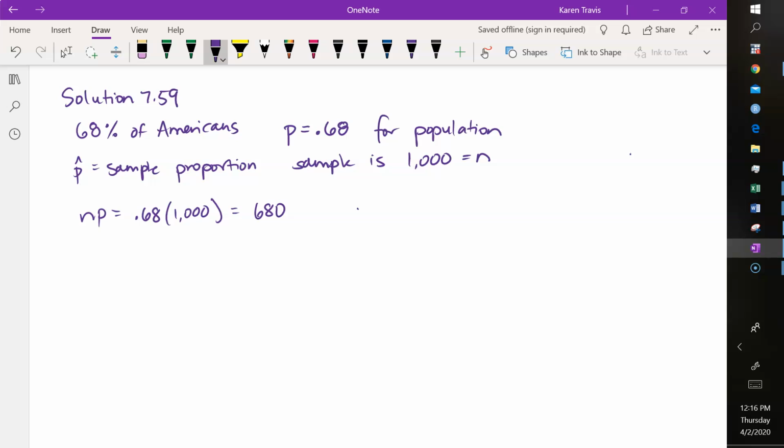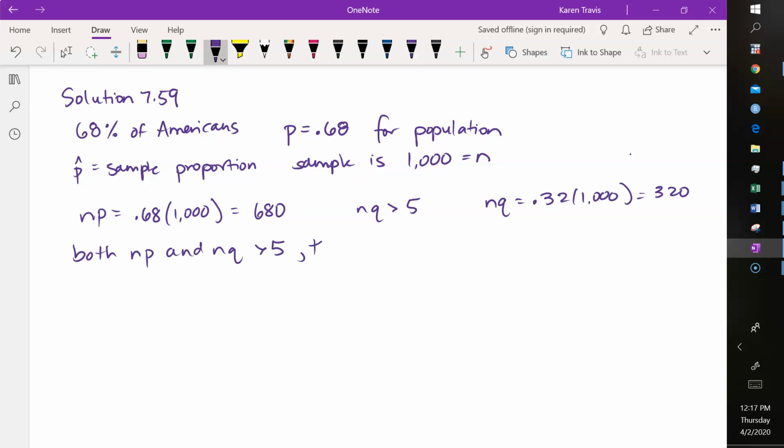So also N times Q bigger than 5. So N times Q is 0.32 times 1,000. As long as those are bigger than 5, if both N times P and N times Q are bigger than 5, then P hat follows a normal distribution.